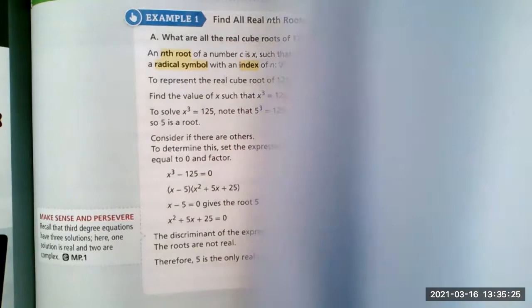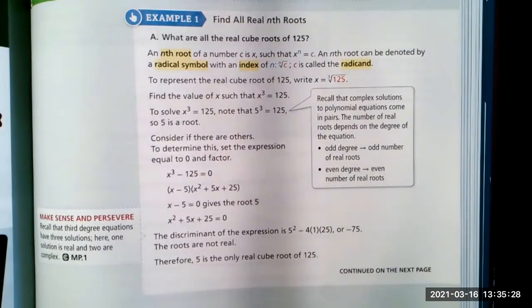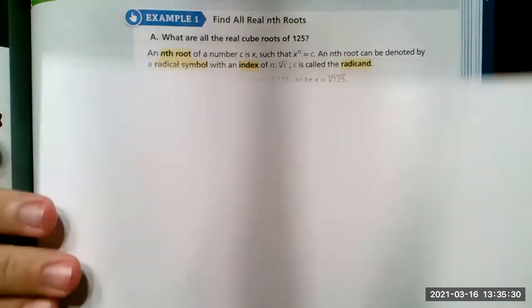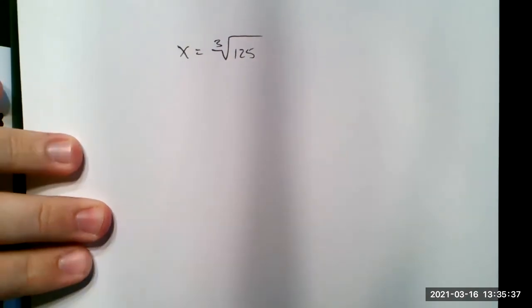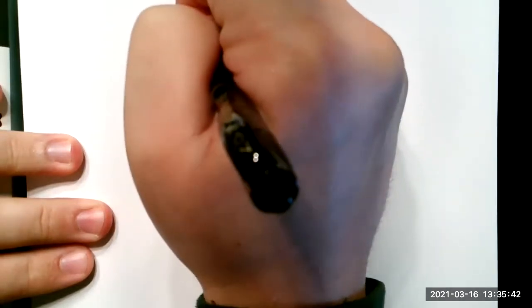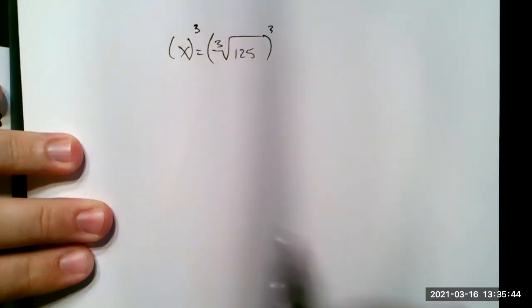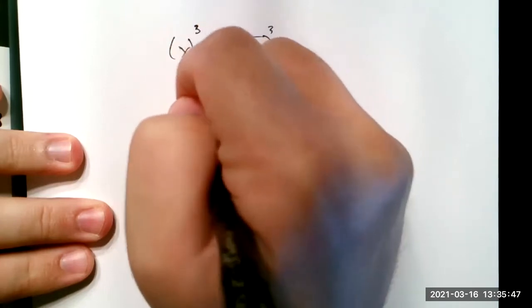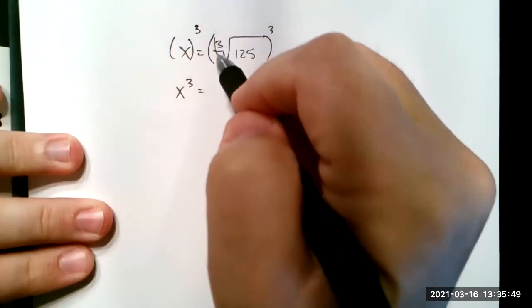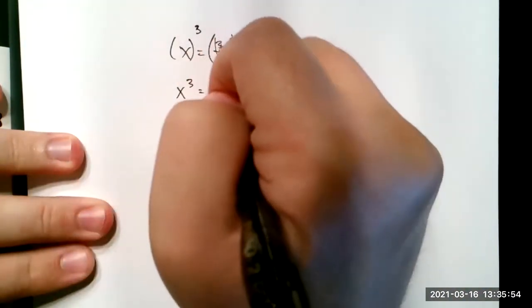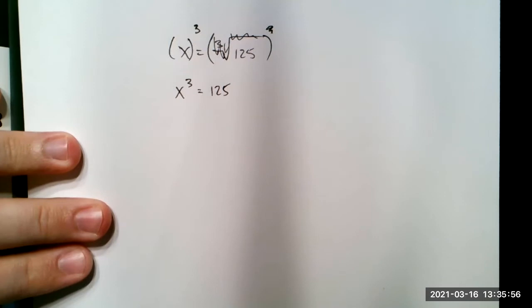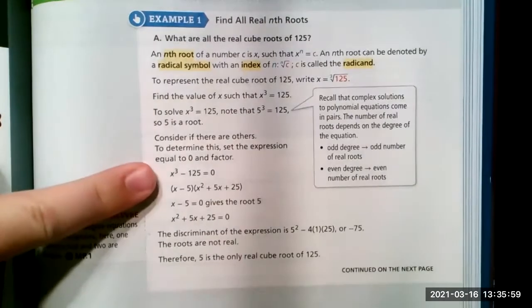So we started off with, let me get a fresh piece of paper, we started off with x equals the cubed root of 125. We said that I could rewrite this by basically cubing both sides. So on the left, I have x cubed. On the right, like I said, the cubed root and then the cube just undo each other. So I have 125, okay, which is what they should have here.